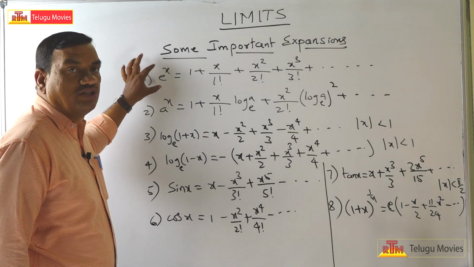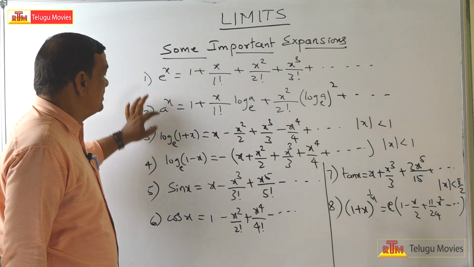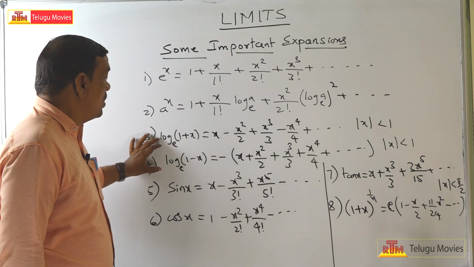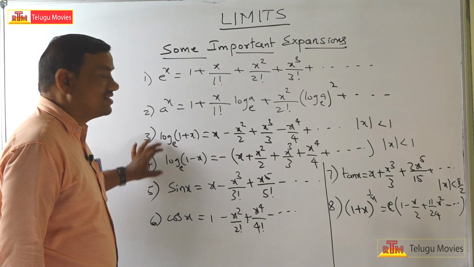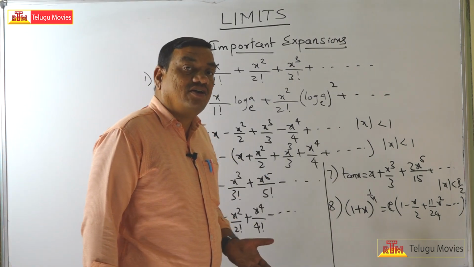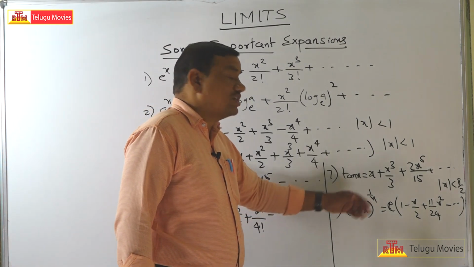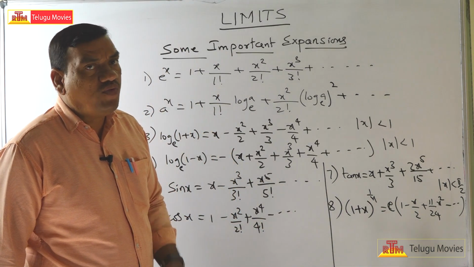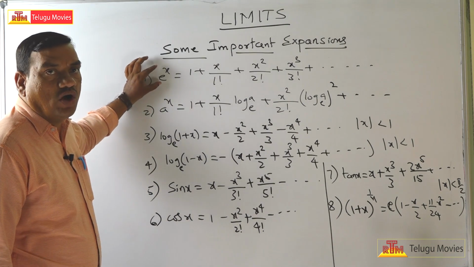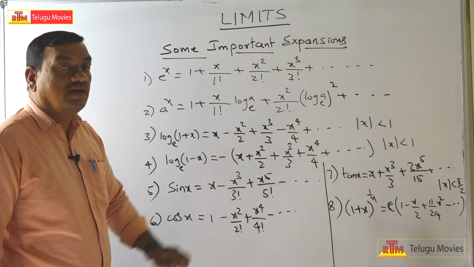The first expansion is e power x. e power x and a power x are called exponential functions. Log of 1 plus x and log of 1 minus x are called logarithmic functions. Sin x, cos x, tan x are trigonometric functions. 1 plus x whole power 1 by x is also one type of expansion. Must and should, at least you have to learn these, these are 8 expansions.